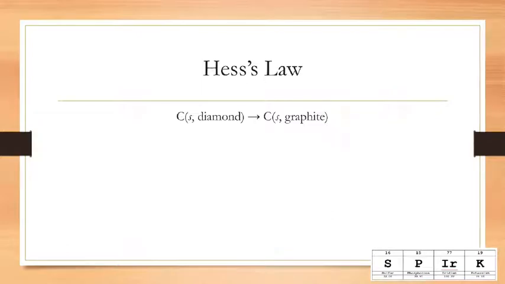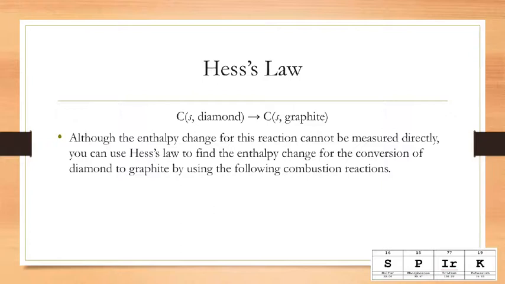So we're going to look at the reaction of diamond to graphite. Although the enthalpy change for this reaction cannot be measured directly because it takes thousands of years, you can use Hess's law to find the enthalpy change for the conversion of diamond to graphite by using the following combustion reactions.